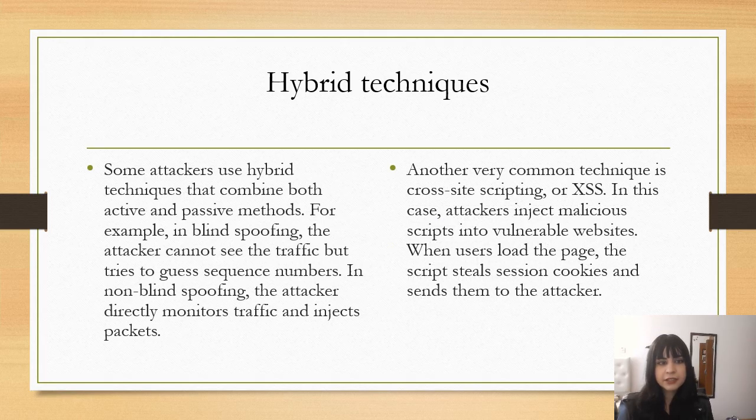In the hybrid technique, the attackers use techniques that combine both active and passive methods. For example, in blind spoofing, the attacker cannot see the traffic but tries to guess the sequence of numbers. In non-blind spoofing, the attacker directly monitors traffic and injects packets.